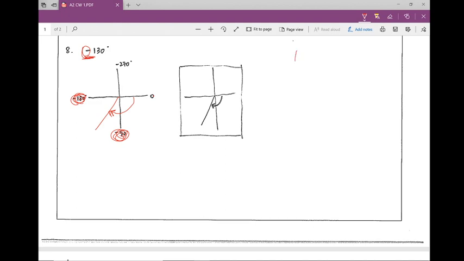And then you're done. Now, just as a side note to help you with your end review, if it was a positive 130 degrees, it would be just in the other direction. So it should be between 90 degrees and 180 degrees, so roughly here. And make sure you indicate the direction using an arrow.